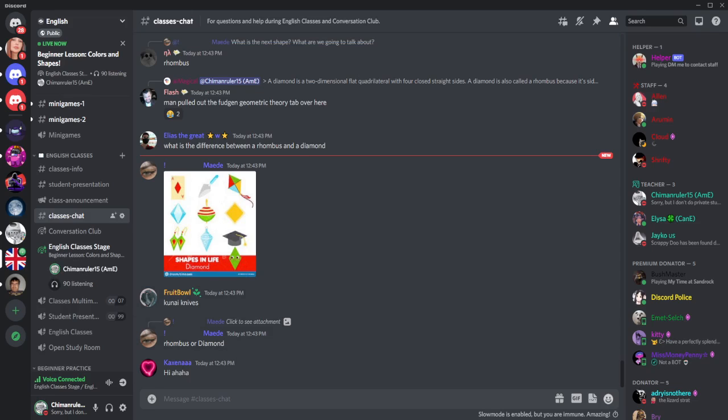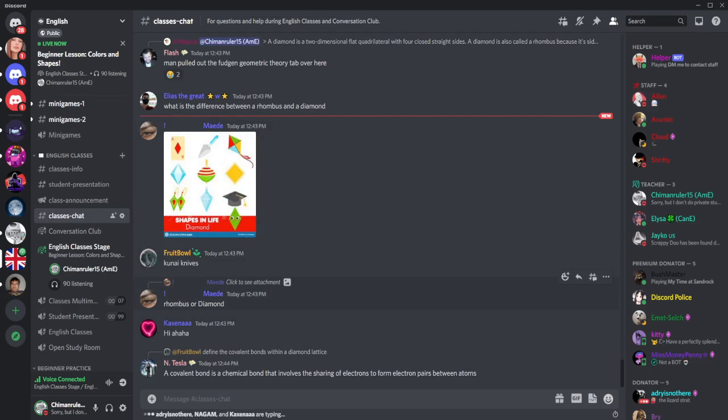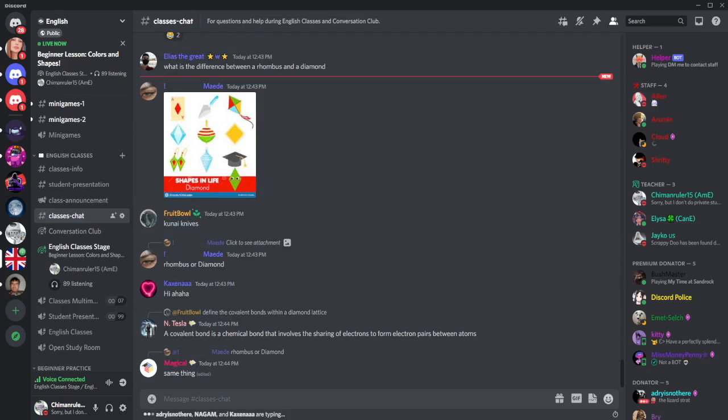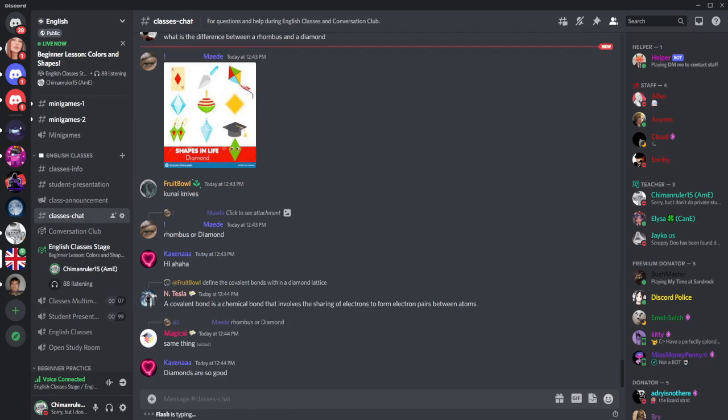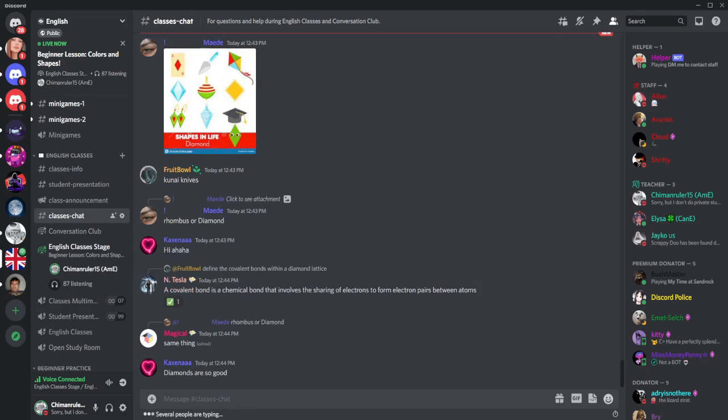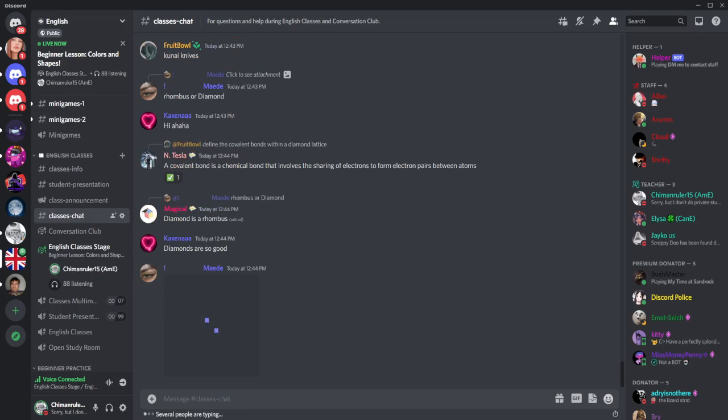So rhombuses and diamonds are technically the same. It's just that diamonds are basically sideways rhombuses, but they're still technically rhombuses. They're just positioned sideways. But a kite is different from a diamond, because for a kite, the sides don't have to be equal.